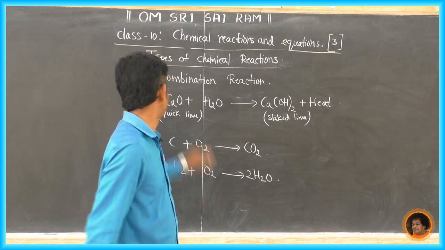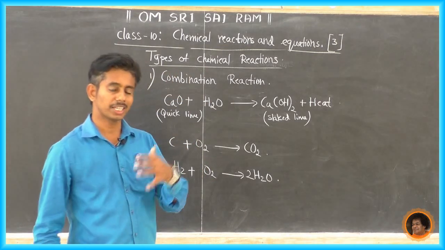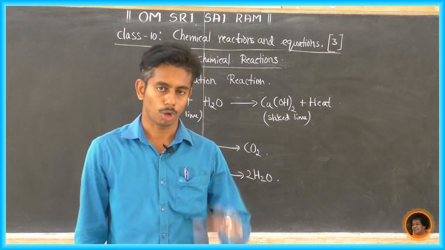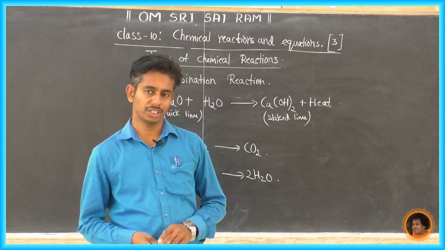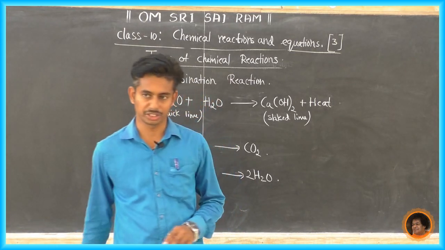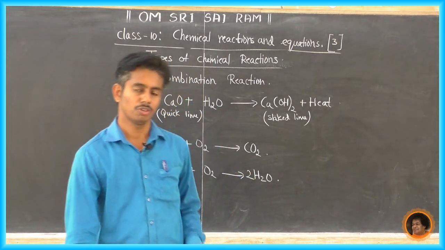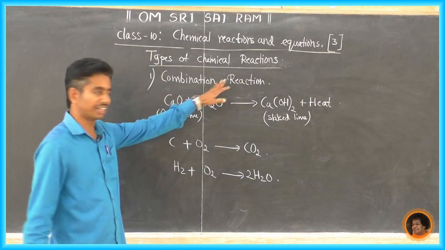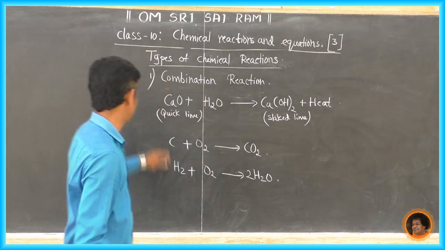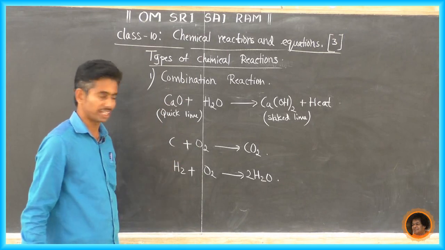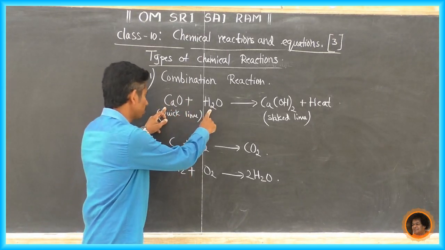Okay, next is types of chemical reactions. There are different types of chemical reactions, mainly combination reaction, decomposition reaction, displacement reaction, and double displacement reaction. These are the 4 different types of reactions. First one is combination reaction. What is combination reaction? Before that, look at the different types of reactions. First one, calcium oxide reacts with water.